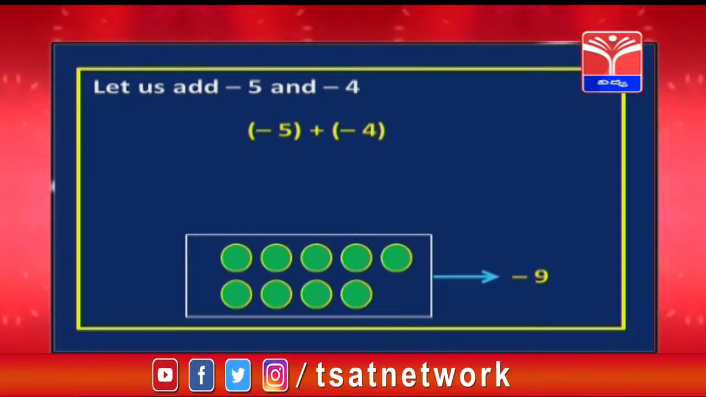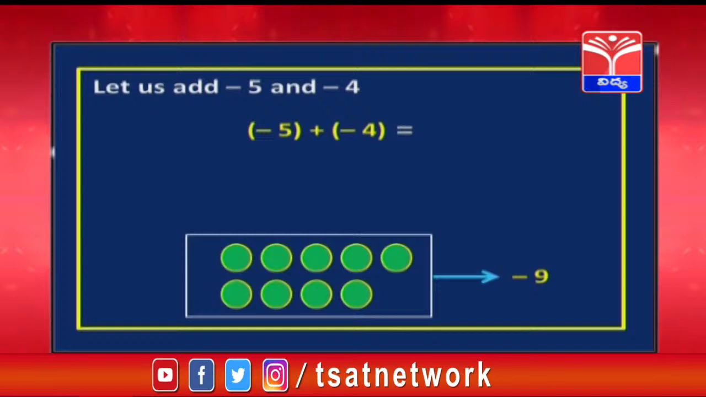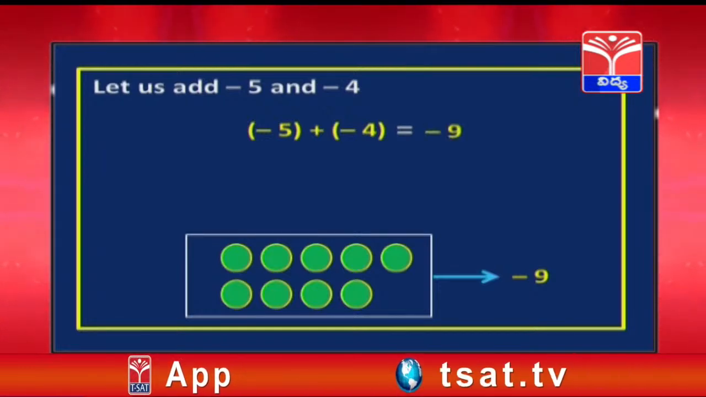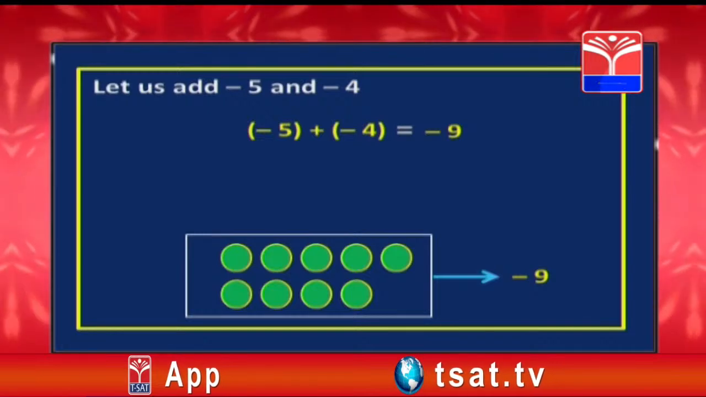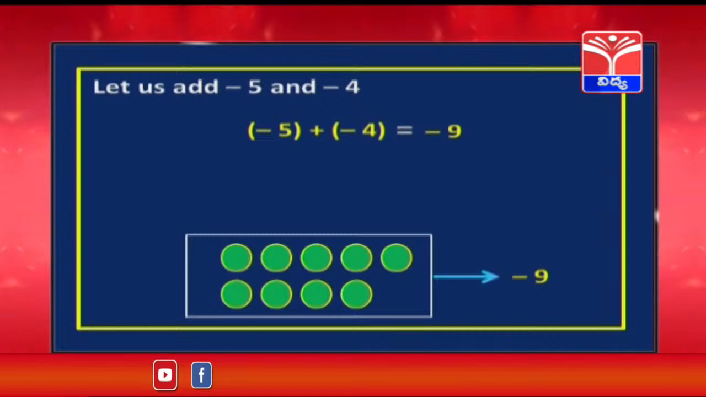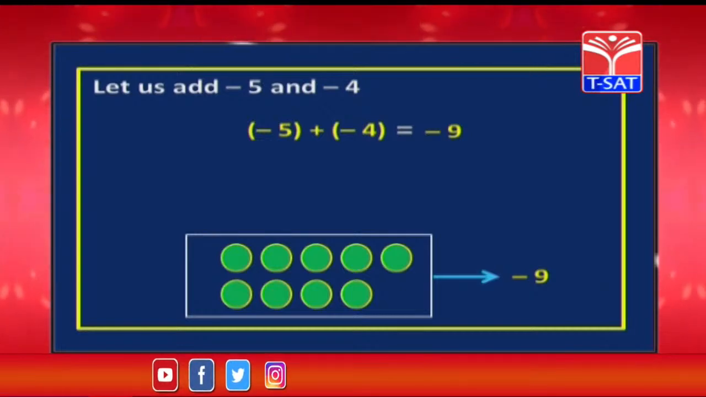So, -5 plus -4 is always equal to -9. And children, what do you notice here? Yes, on adding two negative numbers or negative integers, you got a negative integer.